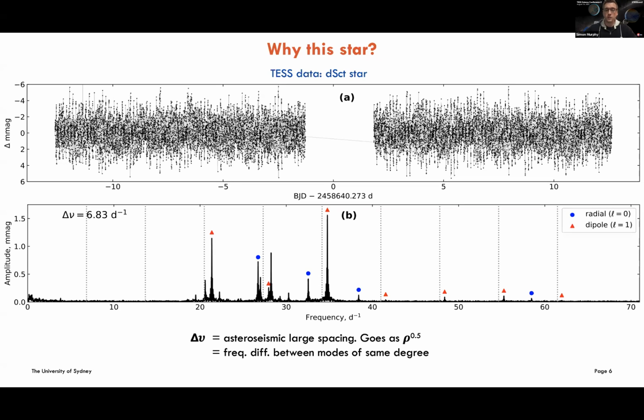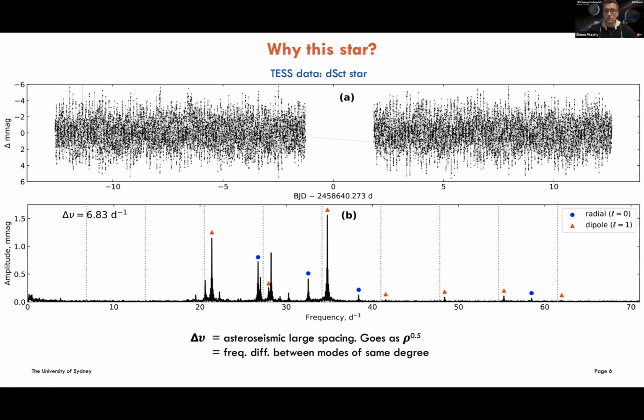Now, I don't want you to focus too much on the circles and the triangles at the moment. What I want to point out here is that this star has a fairly regular pattern of pulsation modes, and that's quite unusual for delta Scuti stars. So I've drawn here dashed vertical lines at multiples of the large spacing at 6.83 cycles per day. And you should notice that the peaks that are identified with little triangles occur just to the right of the dashed lines each time, so they're regularly spaced.